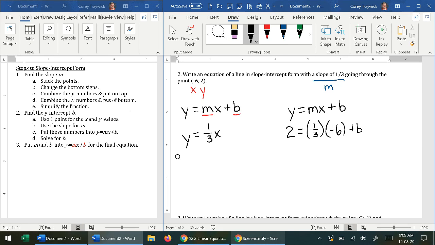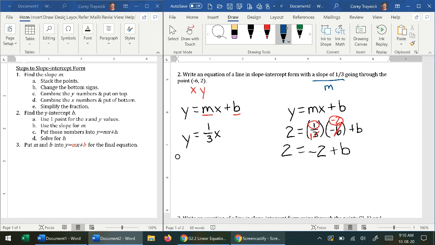So let's start with the 1/3 times -6. We know our answer is going to be negative because it's a positive times a negative. But how do we solve this part? We can cancel out like they are fractions. The -6 is like -6/1. 6 divided by 3 is 2, so that leaves us -2. And 3 divided by 3 is 1. So now we've got 1/1 times -2. All we're having to do here is multiply the numerators, 1 and -2, and that gives us -2. So now we have this, 2 equals -2 plus b.